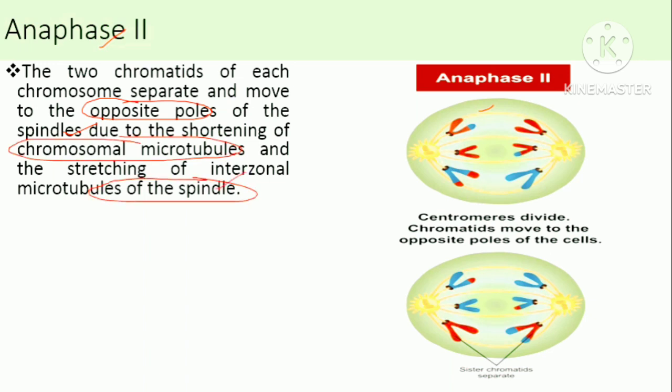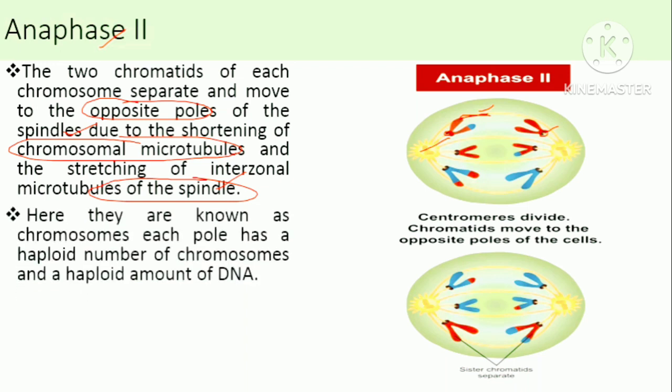So here, contraction of these tubular fibers occurs, due to which one arm of the chromosome moves towards the opposite pole, and this separation of the chromosome is due to breakdown of the centromere. The centromere breaks down and each arm, that is half of the chromosome, will move towards the opposite pole. Here they are known as chromosomes. When they reach the opposite pole, they have the content of a full-fledged chromosome.